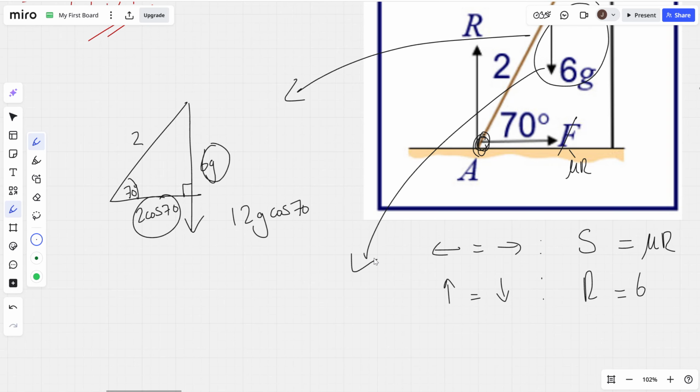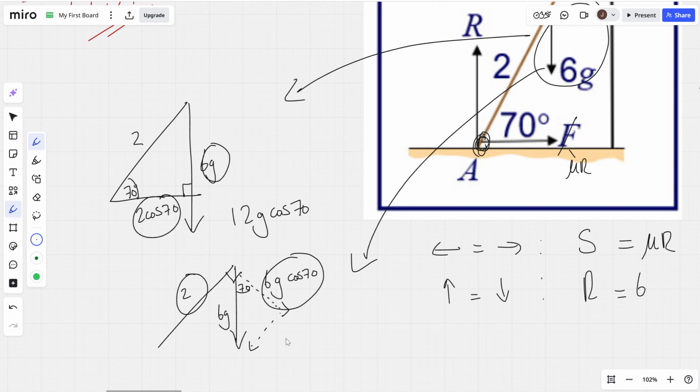So the other way that we could have done it is we could keep that 2 the same, and instead of drawing that as 6G, if we do our right angle triangle like this, that's 70. You will find that this one here is 6G cos 70. So I've got my force, I've got my distance, they are now perpendicular to one another, 12G cos 70. So however you choose to do it, those numbers will be the same.